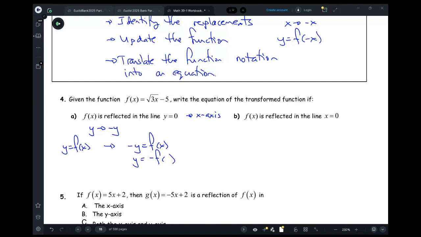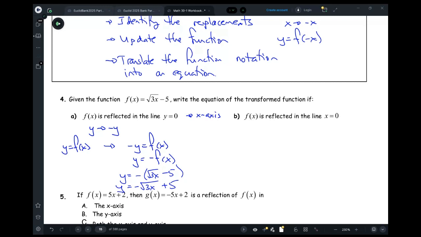Sorry, I just want to clean that up there. And so y is going to equal negative square root of 3x minus 5. And then because the negative is in front of the function, I'm going to distribute it to the whole thing. So it's going to be negative 3x plus 5. That's my final function there.